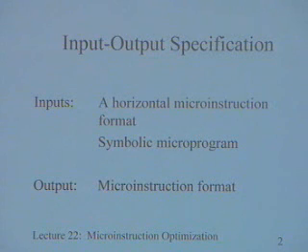The input that we require is a horizontal microinstruction format. We start with the fact that we assign separate bits in our microinstruction to all the control signals. So that results in a horizontal microinstruction format. And the other input is a symbolic microprogram.